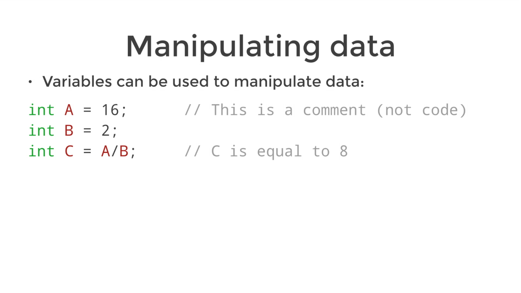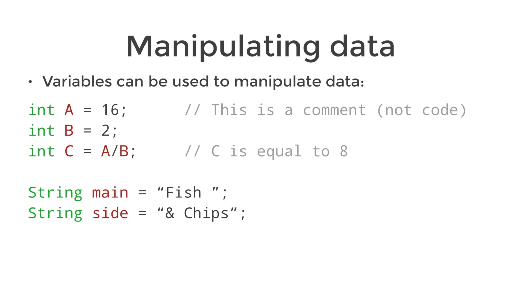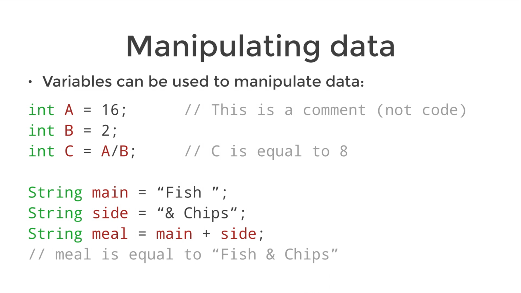The gray text that you see on the right is something called a comment. Anything that's got 2 slashes in front of it will be ignored by the compiler. It won't affect the running of the program. So we'll be using this notation throughout the slides. To give you another example, we've got the value fish being stored in the variable main. We've got the value and chips being stored in the variable side. And if we combine the two, we can store the result in the variable meal. So meal will store the value fish and chips.